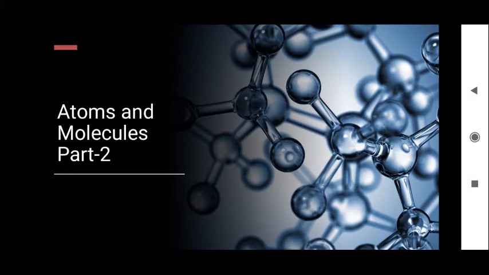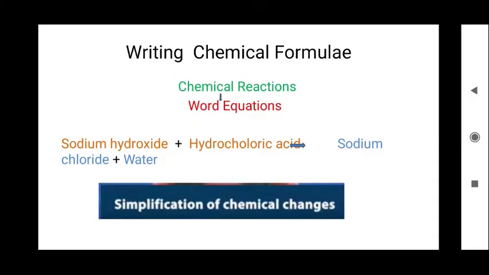In this video we are going to concentrate mainly on how to write the chemical formula. In your 8th standard classes we studied many types of chemical reactions like combination, decomposition, displacement and so on. We use word equations to represent them, like sodium hydroxide and hydrochloric acid, when they combine, give sodium chloride and water.